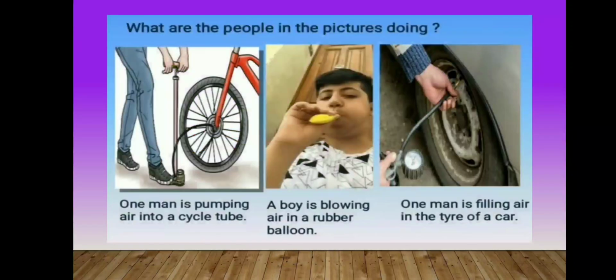Look at this picture. What are the people in the picture doing? One man is pumping air into a cycle tube. A boy is blowing air into a rubber balloon. One man is filling air in the tire of a car.